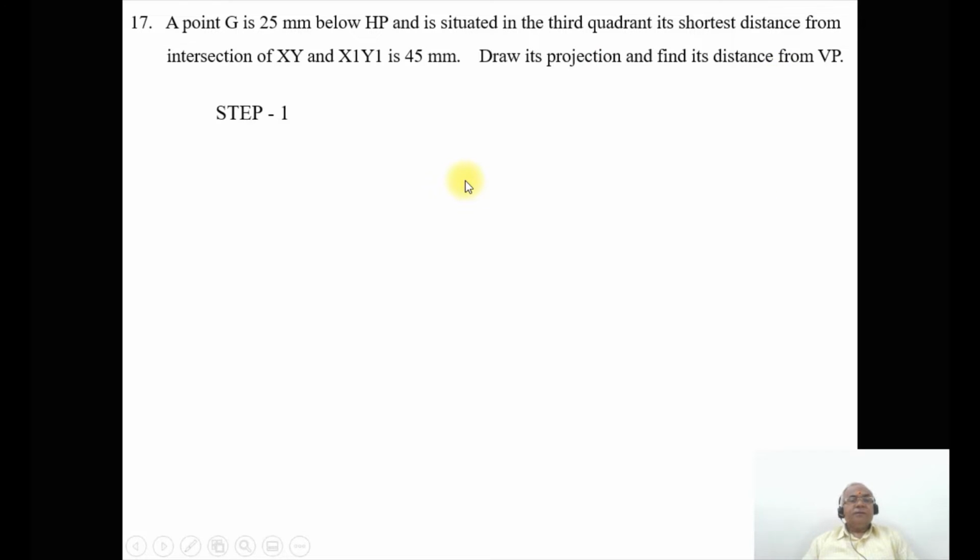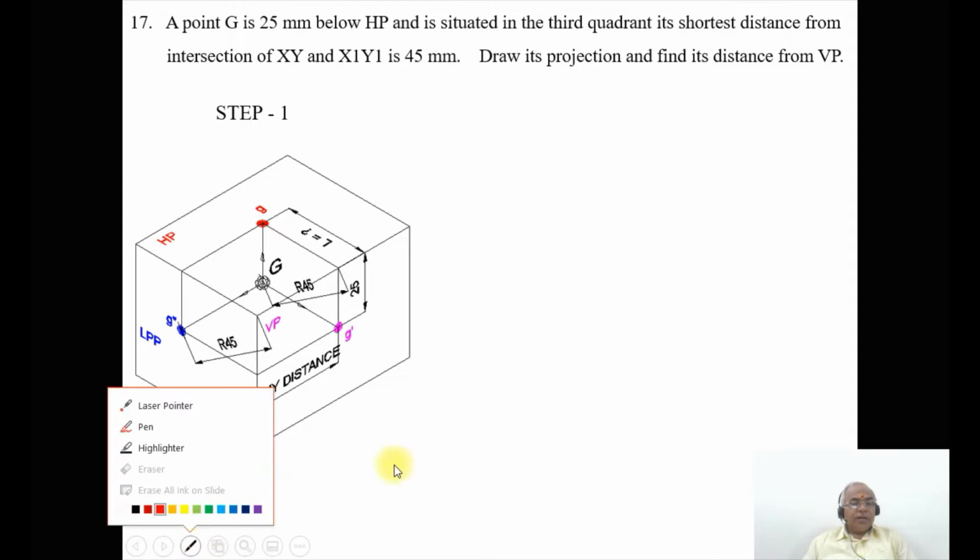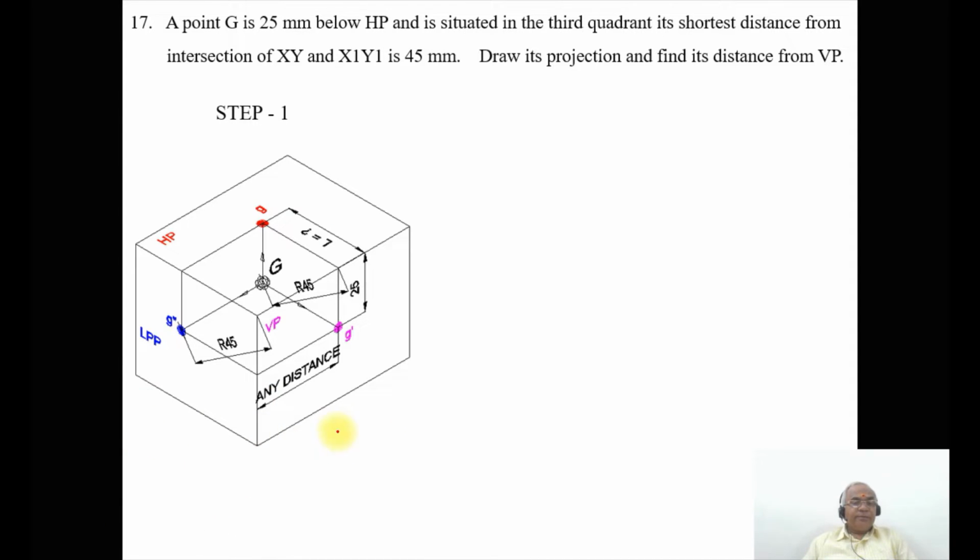So to do that, first we're going to take up the problem in the third quadrant. You can see here, this is the vertical plane, this is the horizontal plane, and this is the left profile plane. So this is the case wherein the point G is below HP. When you look from the front view, you can see the distance below HP, which is perpendicular to the plane, and the distance is visible in the vertical plane.